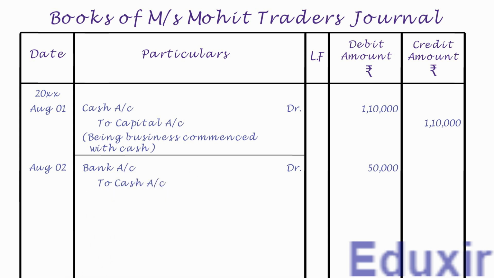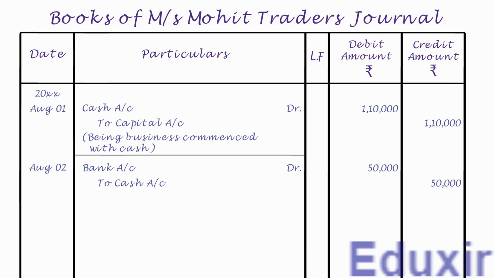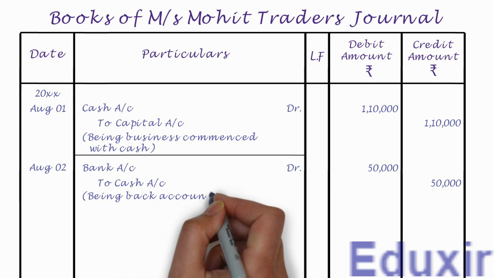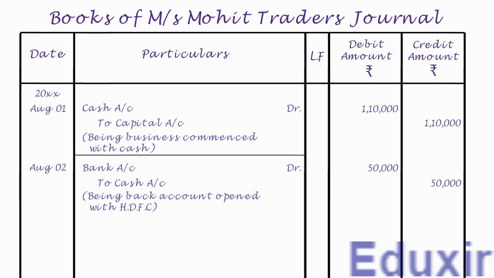Let us also record the credit amount of 50,000 rupees into the credit amount column. Let us also write the description or narration of this transaction, that is, being bank account opened with HDFC. Let us now draw a line to mark the completion of journalizing of this transaction. That completes the journalizing of this transaction. Let us now take up the next transaction.